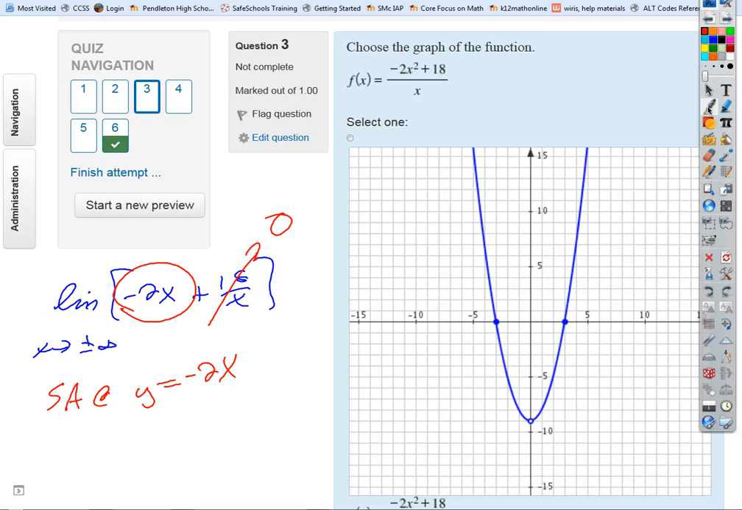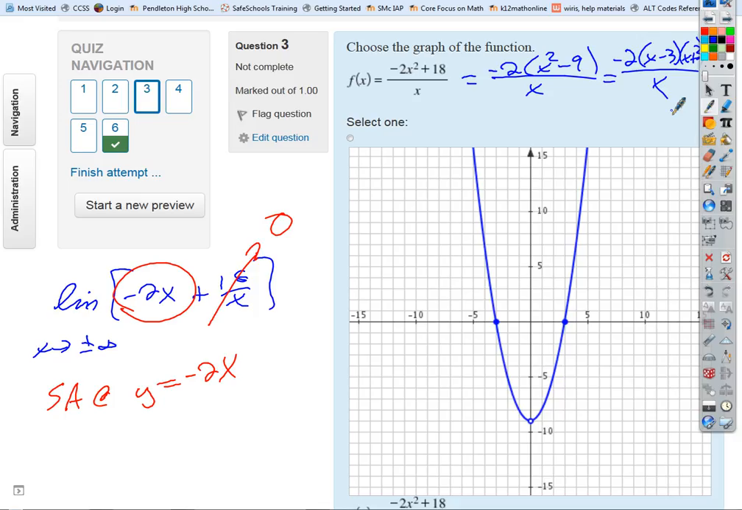What if I factor the top? Drew, what can I factor out in the top? Negative 2, good. Leaving me with x squared minus 9. What does x squared minus 9 factor into? X minus 3, x plus 3. Good, so I get divided by x.